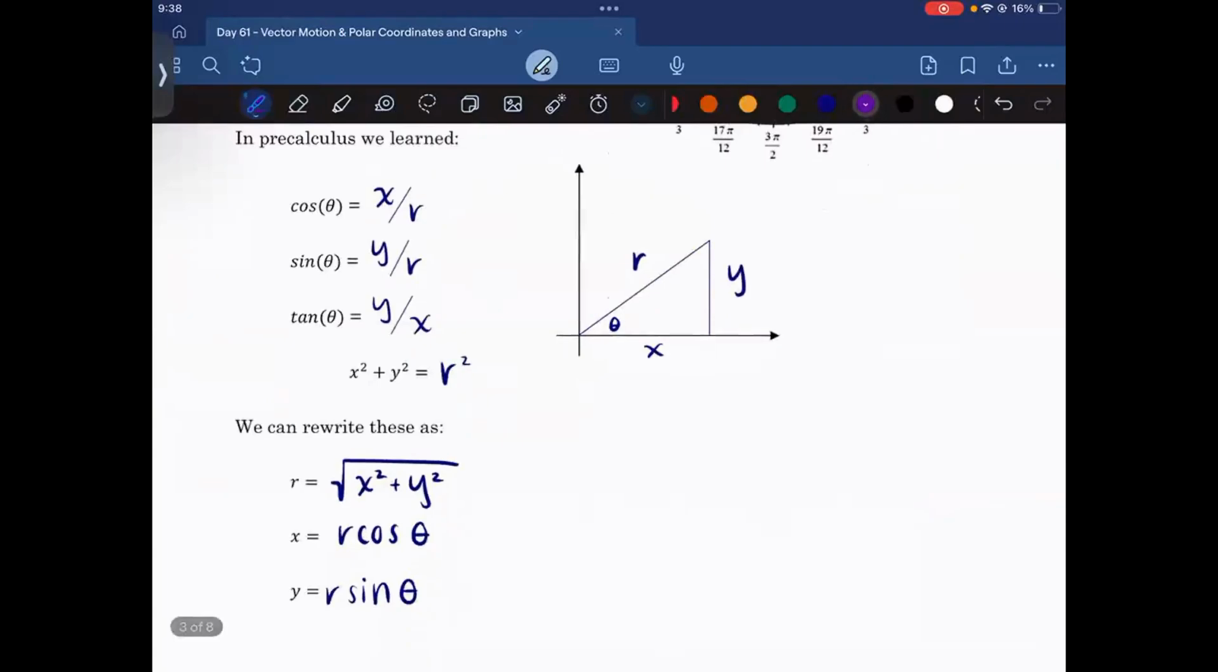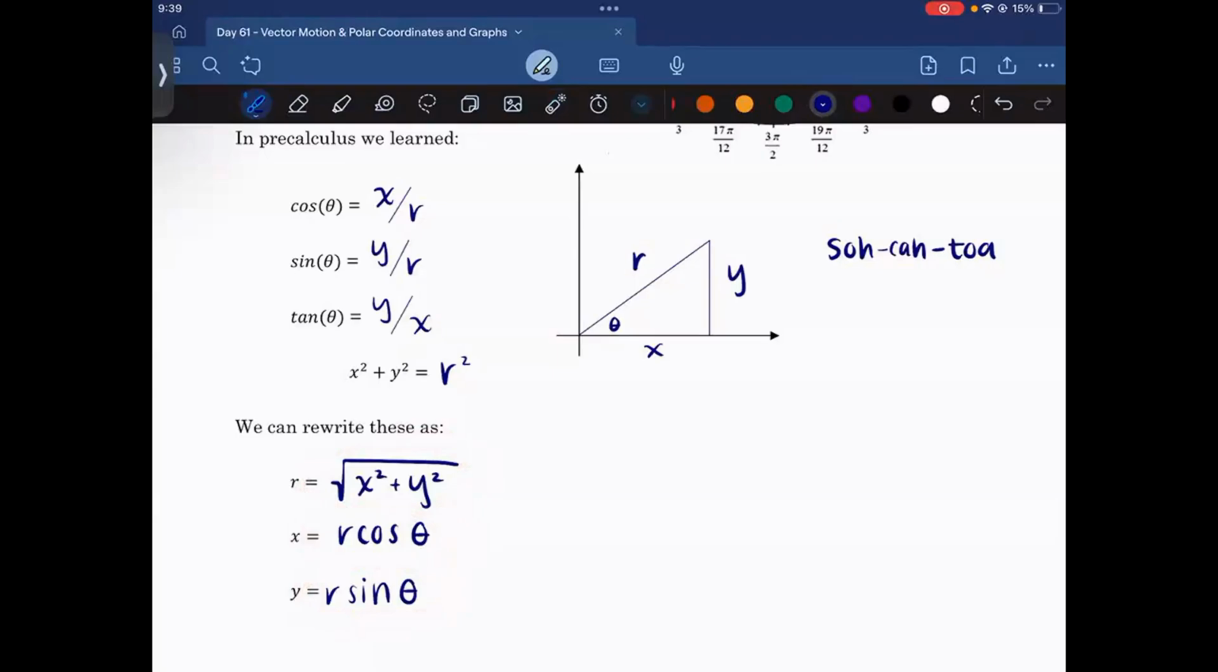Pre-calculus and kind of geometry, right? Because we are using the Pythagorean theorem just slightly, and then some SOHCAHTOA. But we're using r in this context as our hypotenuse, and we have cosine is x over r, sine is y over r, tangent is y over x. We know this. And we have x squared plus y squared equals r squared. Now we're going to rewrite them as r equals square root of x squared plus y squared, x equals r cosine theta, and y equals r sine theta. And we're going to need that for the next couple of problems we're going to do.